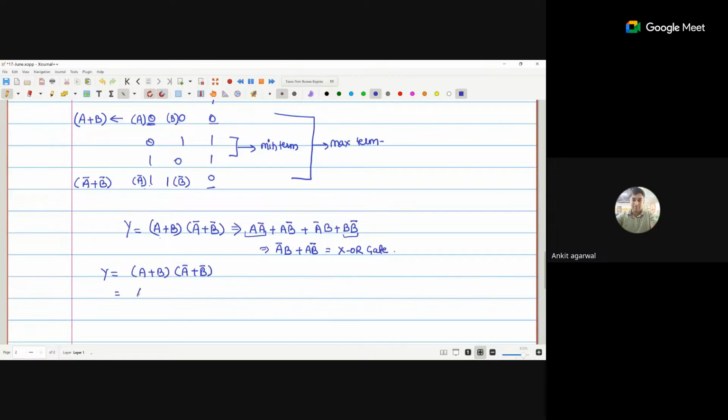The second representation is pi capital M. Again, if we go with the decimal equivalent, 0, 1, 2, 3. So where is the output 0? On this condition and this condition, so that is 0, 3. Or capital M0 plus capital M3. So these are the three representations in POS form.